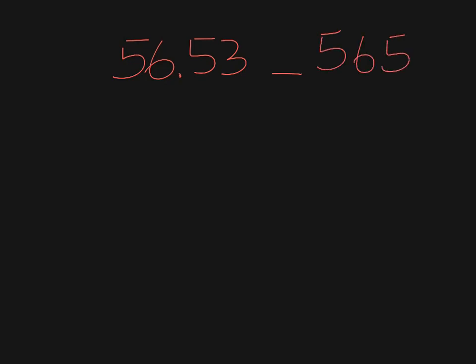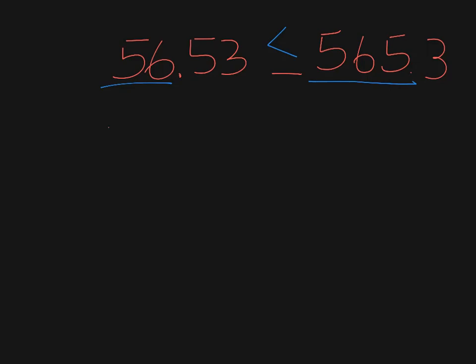Let's go and compare these decimals. These are called inequalities. Here's 56.53, and here is 565.3. Obviously, this is 56 and this is 565. That's going to be the greater decimal number.